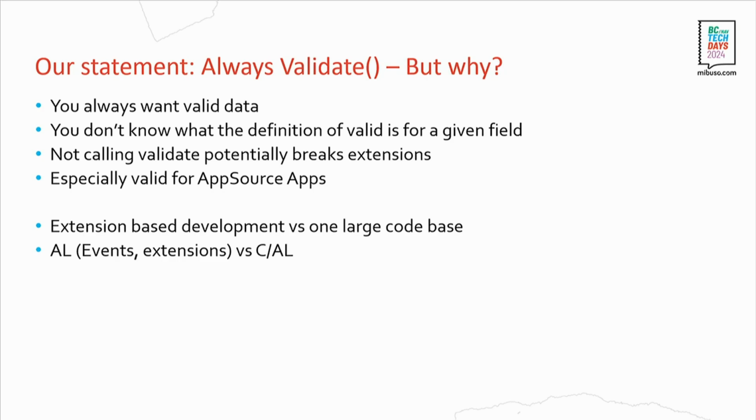And then when you do not call the validate trigger, that might break other extensions because they might rely on their validation code that they hooked onto with the table extension or by an event being called to validate the data their way and maybe add extra validation. And we're going to see examples for this later. So that extension might stop working just because you insert records in a base app table without validation.